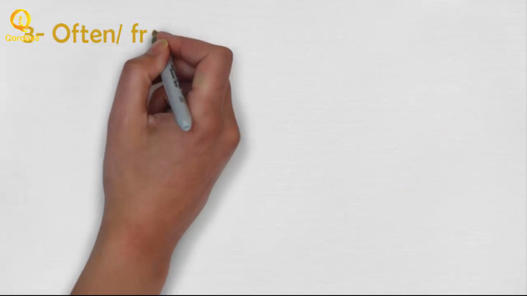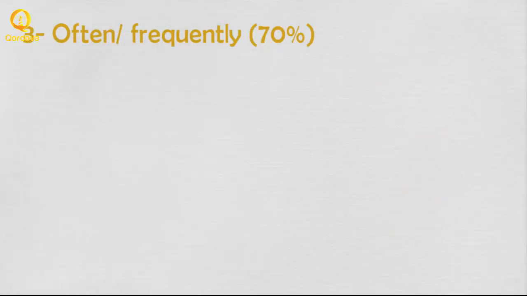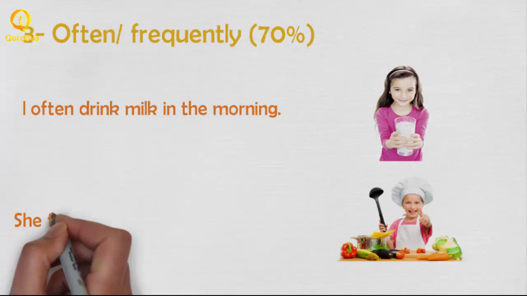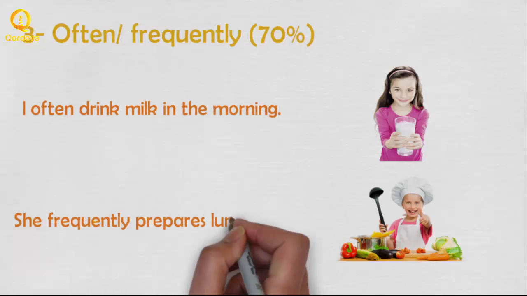Often or frequently. It means that you do this action 70% of the time. For example, I often drink milk in the morning. She frequently prepares lunch at 1 o'clock.